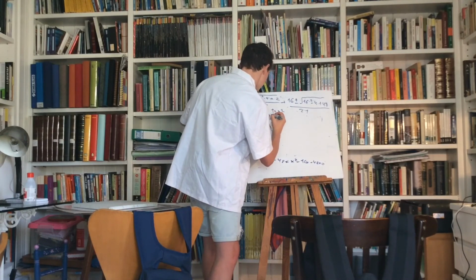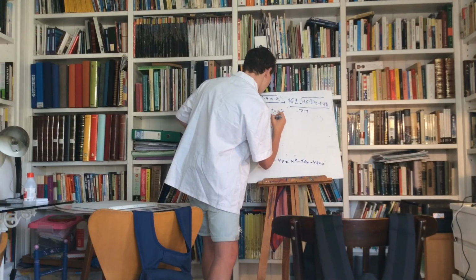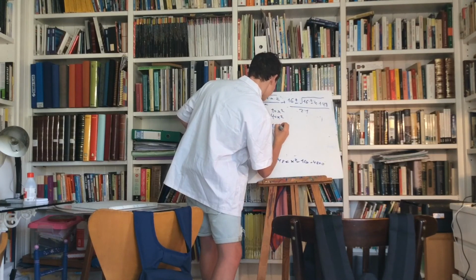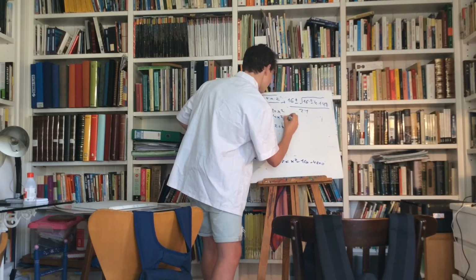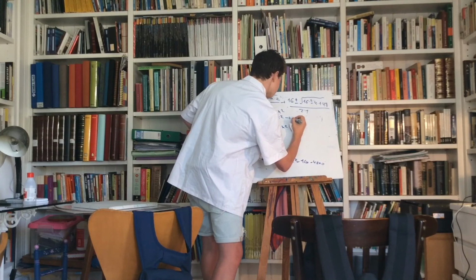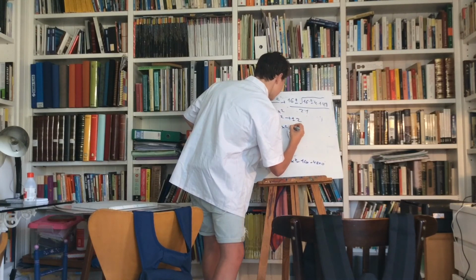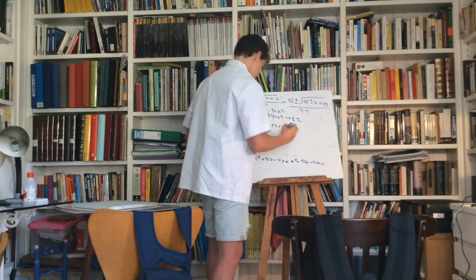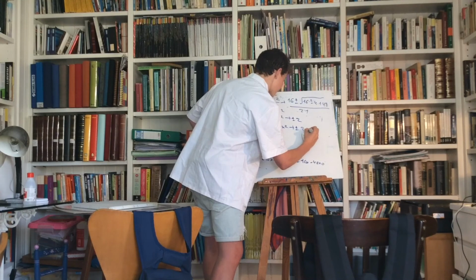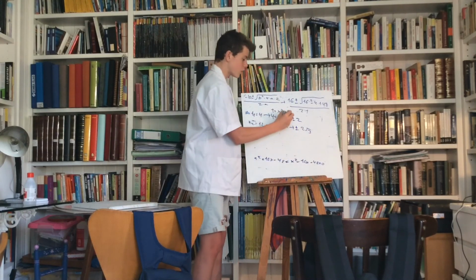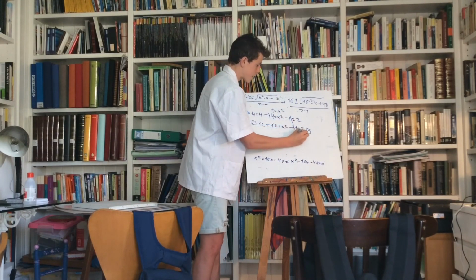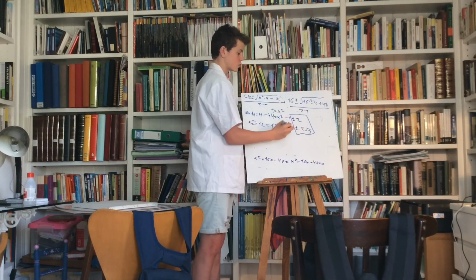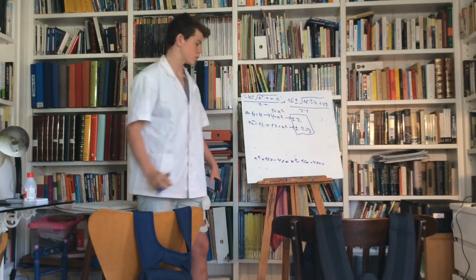By substitution, we say 4 is equal to x squared, and 12 is equal to x squared. So this will give us plus or minus 2, and this will give us plus or minus 2 square root of 3. And now we have the four answers: plus 2, minus 2, plus 2 square root of 3 and minus 2 square root of 3.